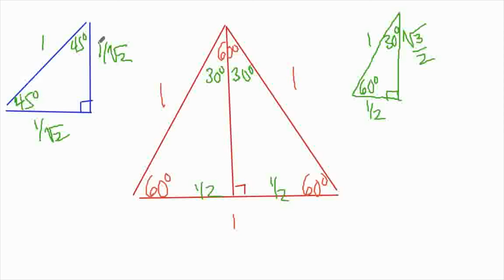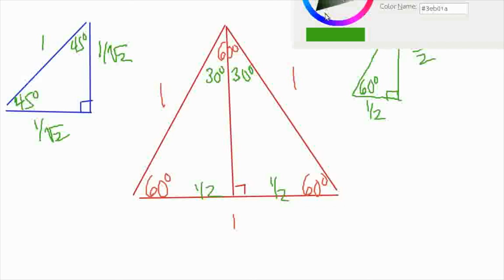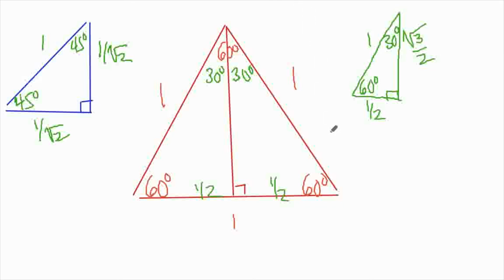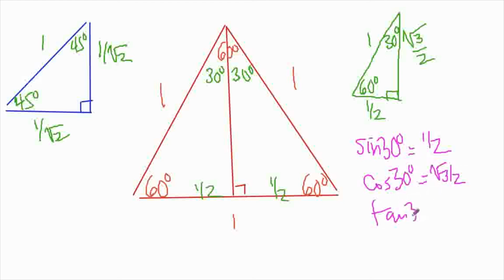Okay, so all of that is to now say that you can impress your friends by writing down a bunch of sines, cosines, and tangents without using a calculator. So the sine of 30, looking at the green triangle, opposite over hypotenuse, so that's 1/2. The cosine of 30, adjacent over hypotenuse. The tangent of 30, opposite over adjacent, so 1/√3.